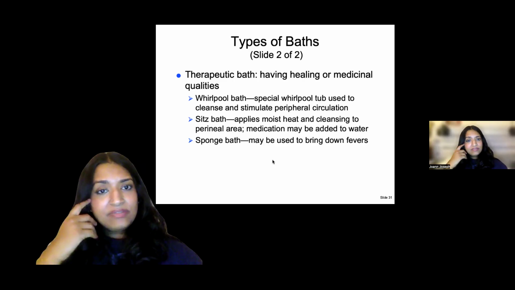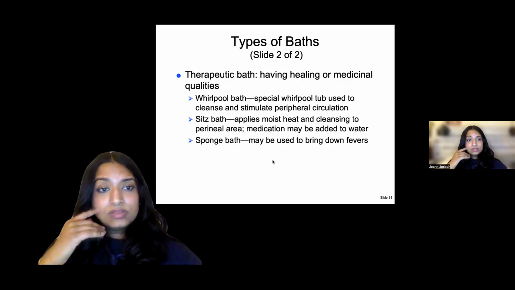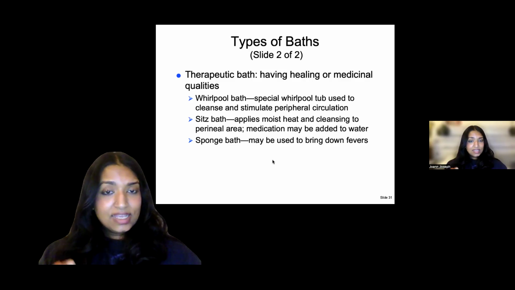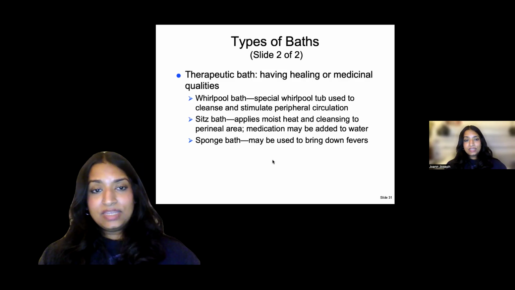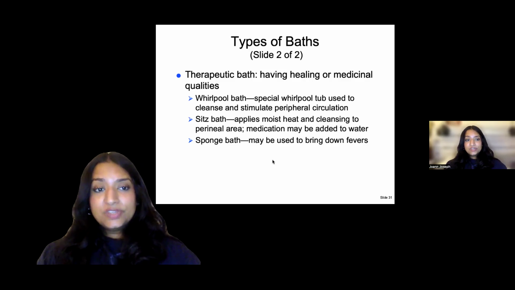Therapeutic bath. This is having healing or medicinal qualities. So sometimes a whirlpool bath is used to cleanse and stimulate peripheral circulation. There are also sitz baths. These apply moist heat and cleansing to the perineal area.